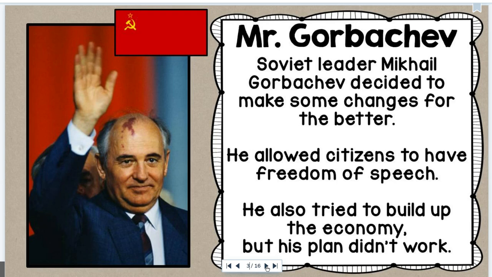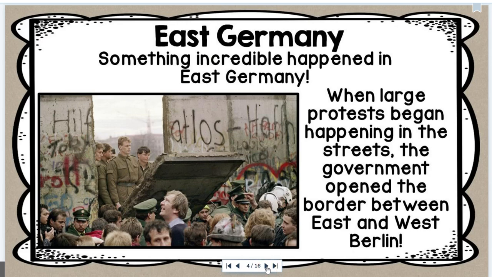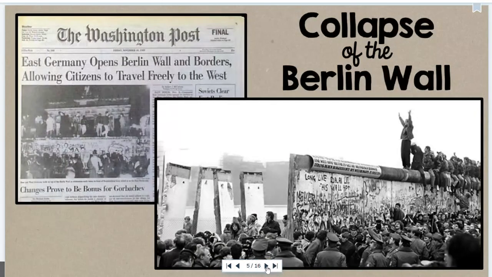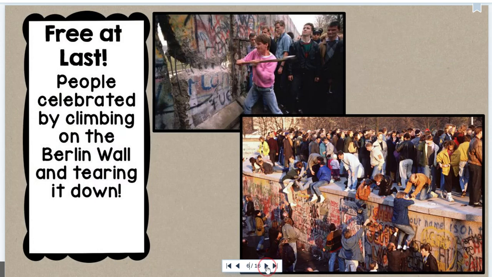People in countries like Czechoslovakia, Poland, and Hungary called for free elections. And in East Germany, something incredible happened. When large protests began happening in the streets, the government opened the border between East and West Berlin. This would eventually lead to the collapse of the Berlin Wall and celebrations throughout Germany as citizens were finally able to travel freely to the West. People celebrated by climbing on the Berlin Wall and tearing it down.